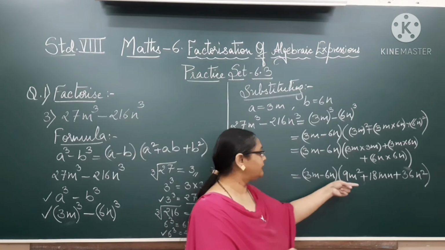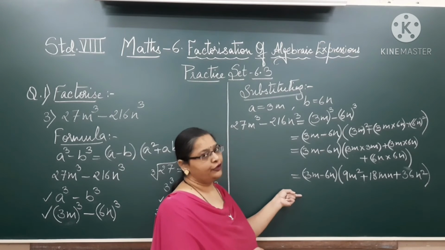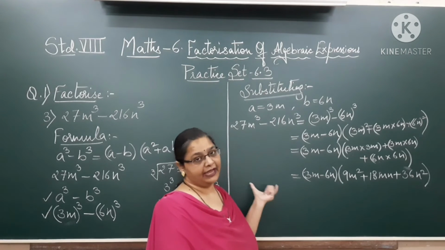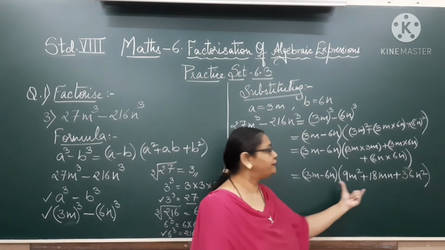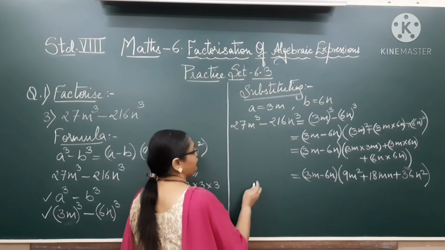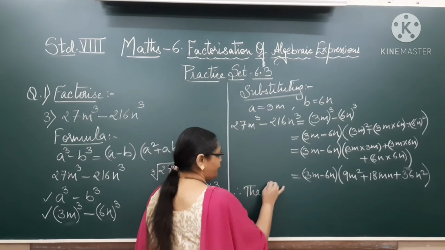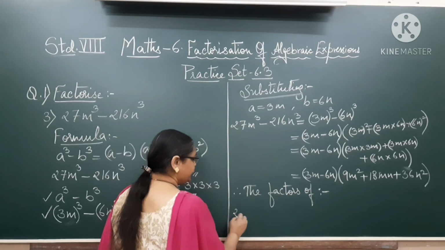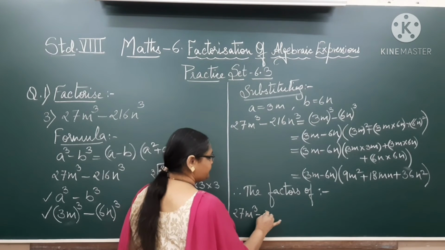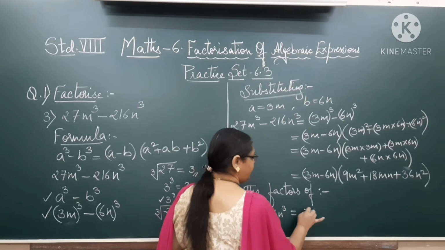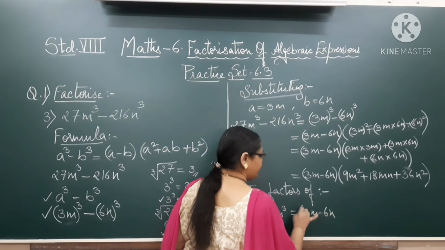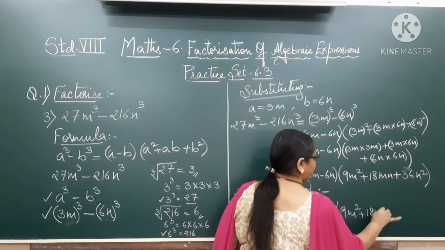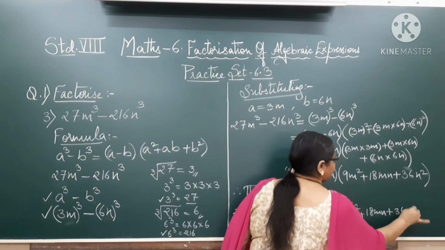Can I further simplify this? Are there any like terms? No. This is m square, that is n square, so there are no like terms. So I need to stop here. I have already got two factors. Therefore the factors of 27m cube minus 216n cube are 3m minus 6n and 9m square plus 18mn plus 36n square.